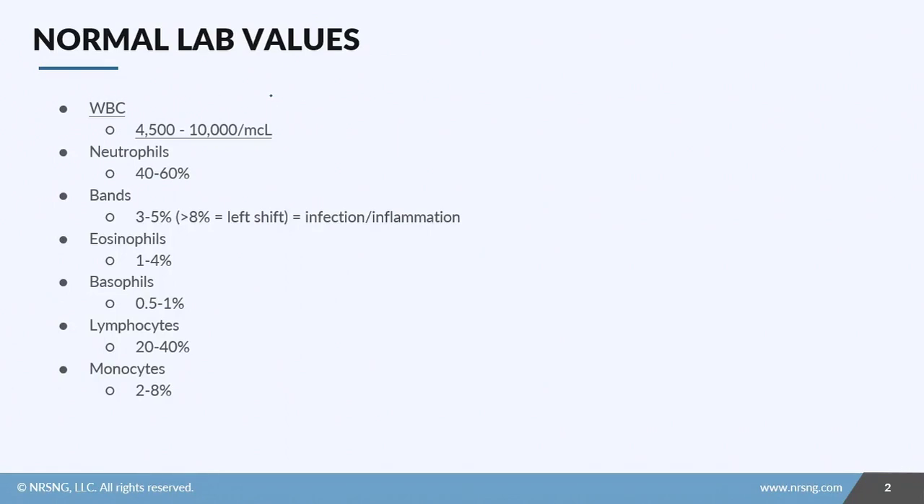These are your normal white blood cell counts, and what we've done is we've broken up all of these cells for you. When we're focusing on the white blood cells themselves, you're looking at 4,500 to 10,000 cells per microliter, and that's a normal value. Now, all of these values here make up what we call the differential.